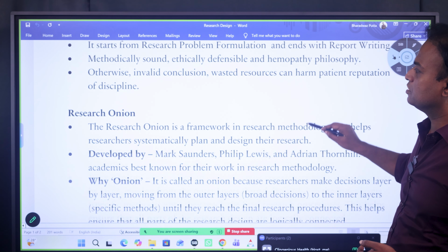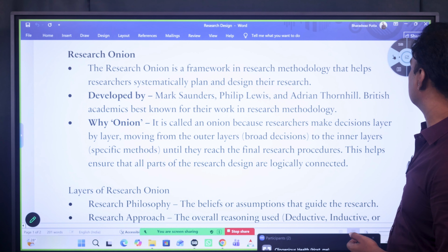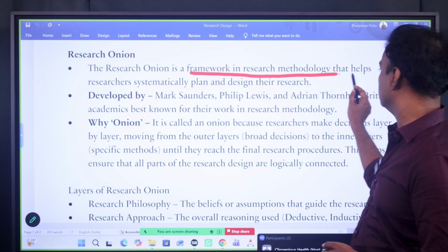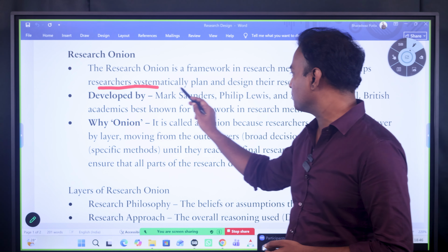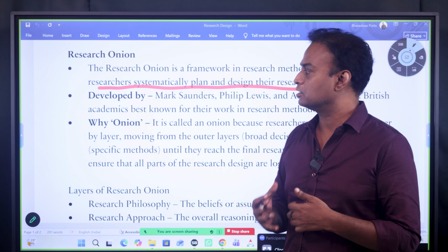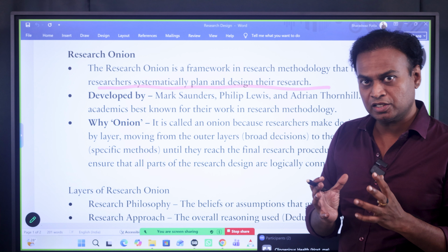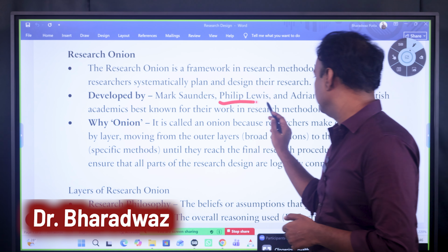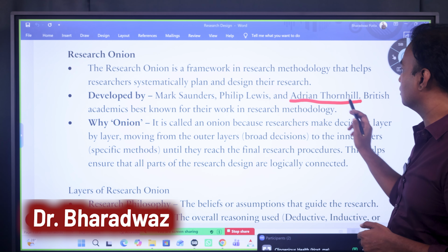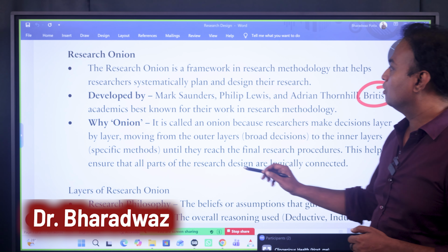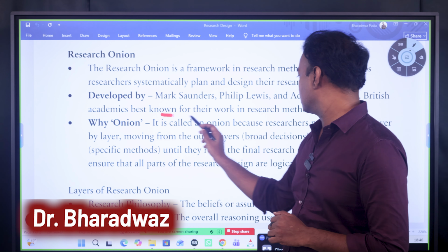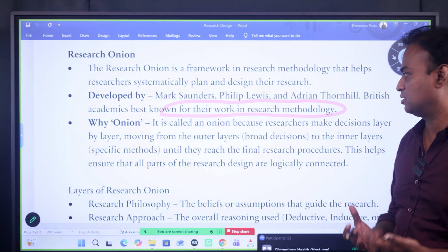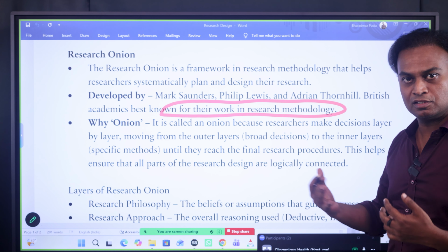To understand research design, you need to understand the concept of the research onion. So what is the research onion? It is a framework of research methodology that helps researchers to systematically plan and design the research. Who developed it? Mark Saunders, Philip Lewis, and Adrian Thornhill. These are three British scientists best known for their academic work on research methodology, how to do the research. So they have come up with this research onion.